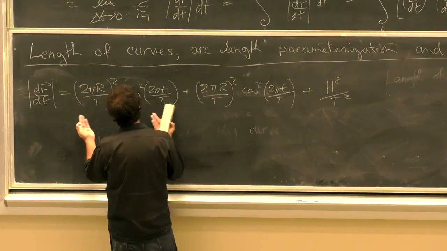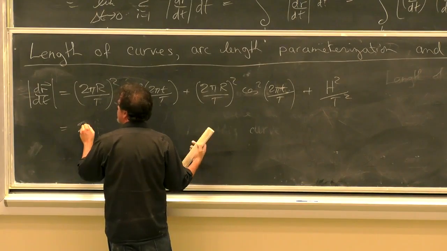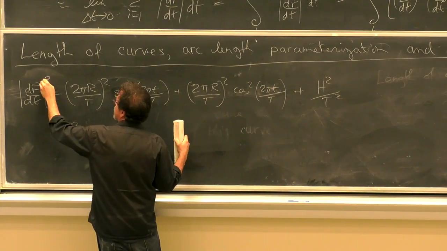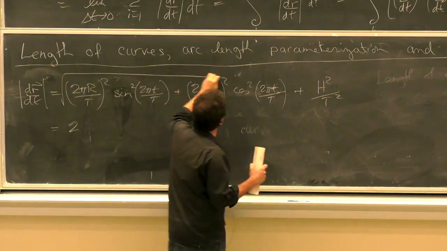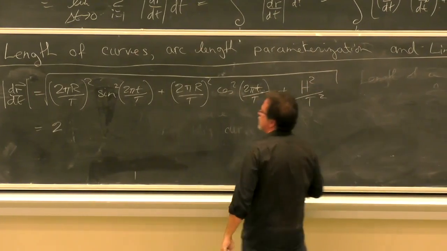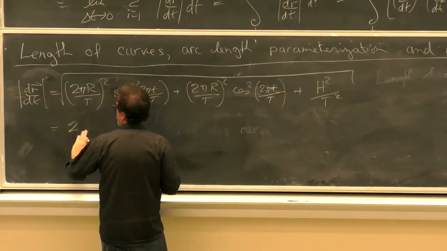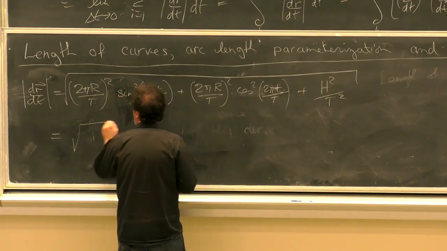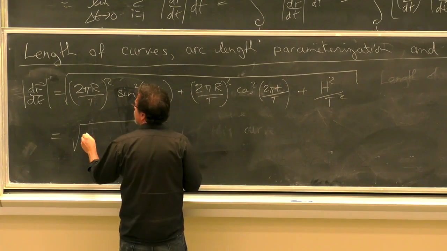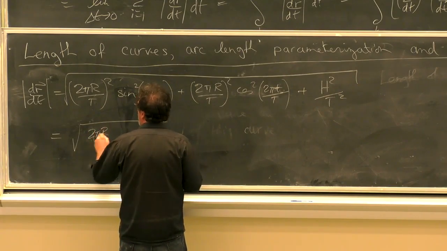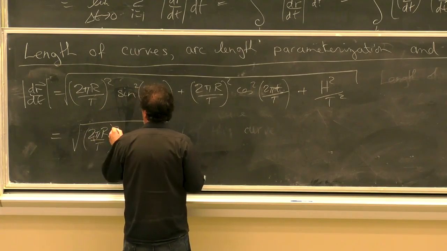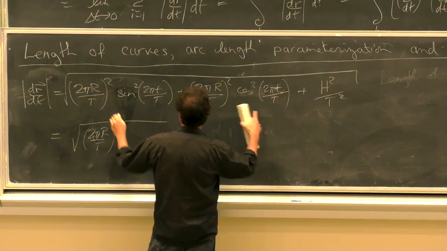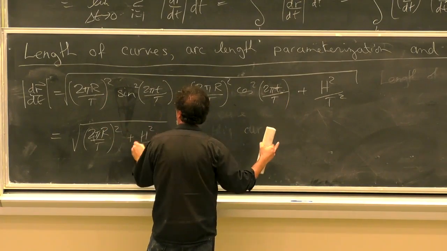And so you can factor it, and sine squared plus cosine squared equals 1. So this is going to be, and by the way, I should take the square root of this whole thing, because the magnitude is the square root of that. This is going to be equal to the square root of (2πr/T) quantity squared, that's from these two terms, plus h squared over T squared.